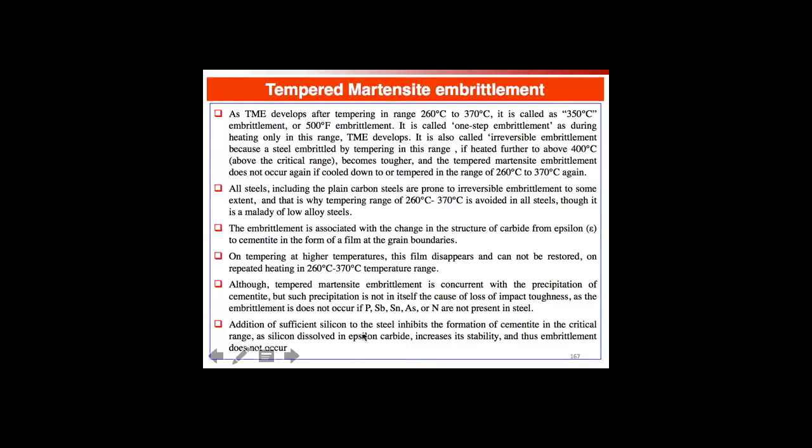And silicon, right? If we add significant silicon concentration, it inhibits the formation of cementite in this temperature range, because our silicon is basically dissolved in the epsilon carbide and increases the stability, right? So basically the two ways to avoid it are prevent the epsilon carbide from dissolving, or put in alloying elements that prevent the nucleation at the grain boundaries. So if you have elements like these that segregate to the grain boundaries, you're not going to have cementite forming there.